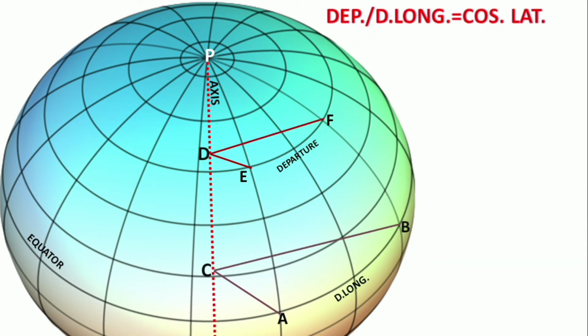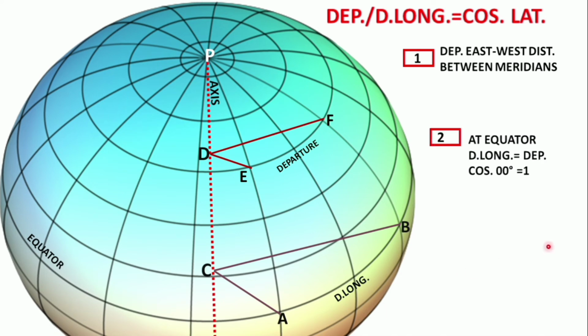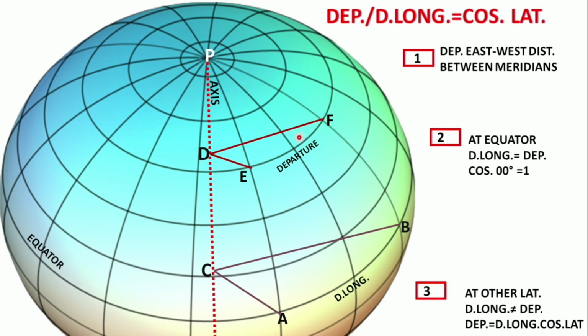Now if you look at this formula here, we've been talking about it, that the east-west distance between two meridians is called the departure. If you look at the equator, cos 0 is 1, so departure is the same as D.LONG. So at the equator, if the two points are on the equator, the D.LONG is also the east-west distance between the two points. Whereas on any other parallel of latitude, D.LONG is not equal to the departure. Departure is D.LONG into cos of latitude. So this is something which has got to be very clear in your mind.